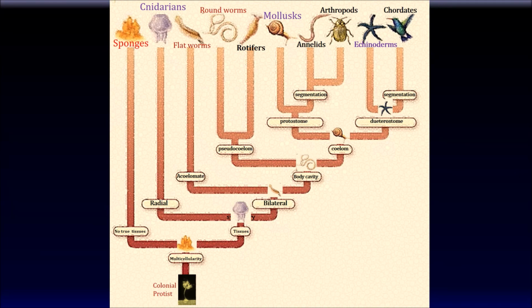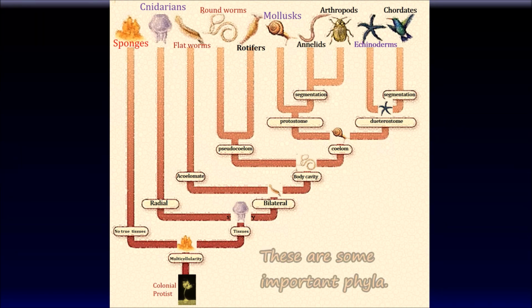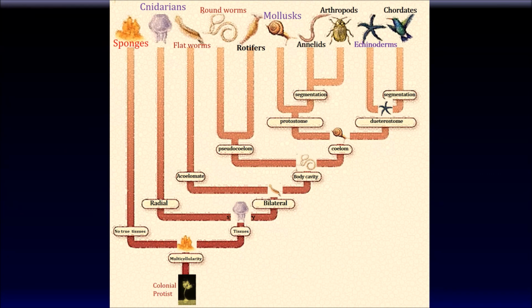Now, of course, the evolutionary tree is much more complicated than this. This is a broad overview. But the sponges, the cnidarians, the flatworms, the roundworms, the rotifers, the mollusks, the annelids, the arthropods, the echinoderms, chordates, these represent the major phyla in the kingdom of Animalia. And we shall study each of these individually starting next time.